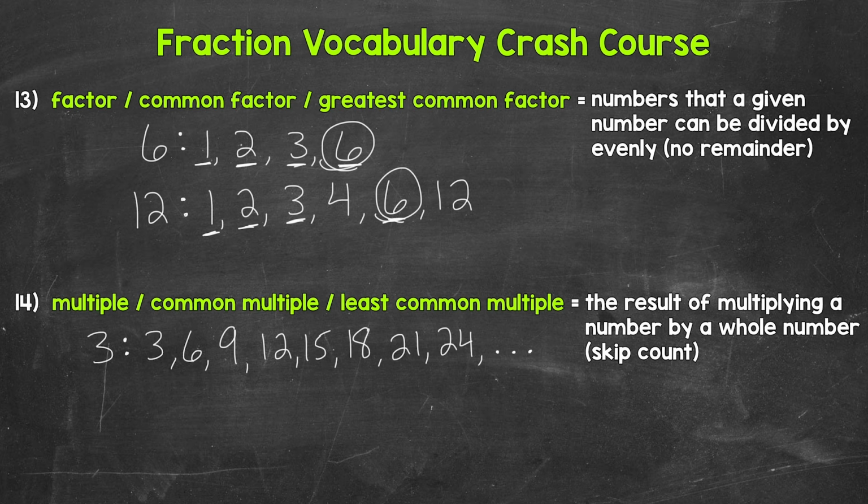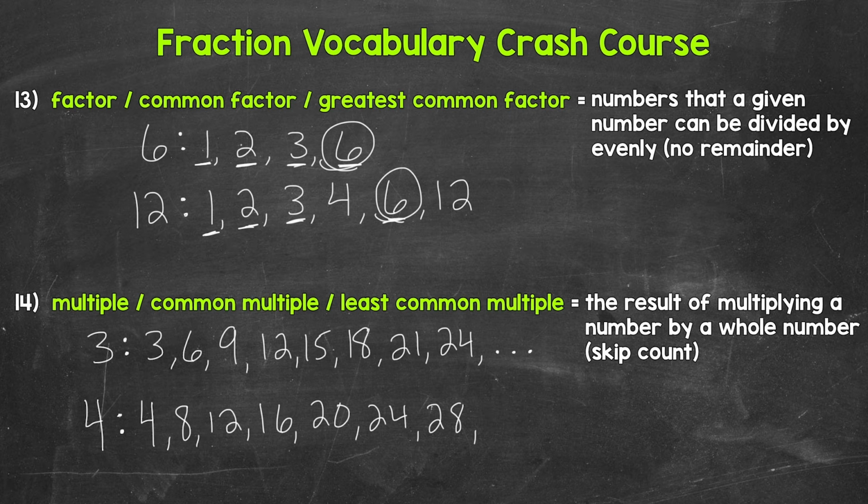Now, technically, we can multiply by any integer, which means we could include negative multiples. So -3, -6, -9, and so on. But when we list multiples, we usually just want the positive ones. So something to keep in mind. Now let's take a look at some multiples of 4. So 4, 8, 12, 16, 20, 24, 28, 32, and so on.